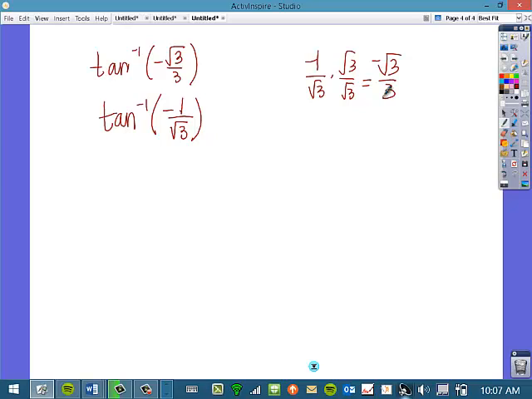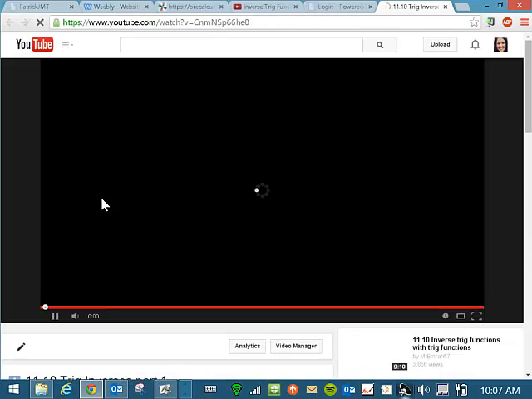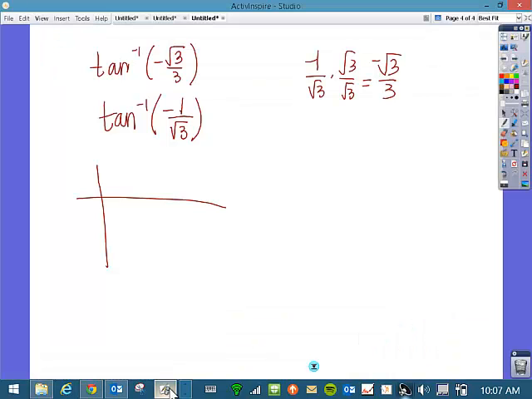Now we need to think, okay, tangent is negative, so I want to put this in the fourth quadrant. Tangent is opposite over adjacent. So this is 2. This is a 30, 60, 90 triangle. That would make this 30 degrees.